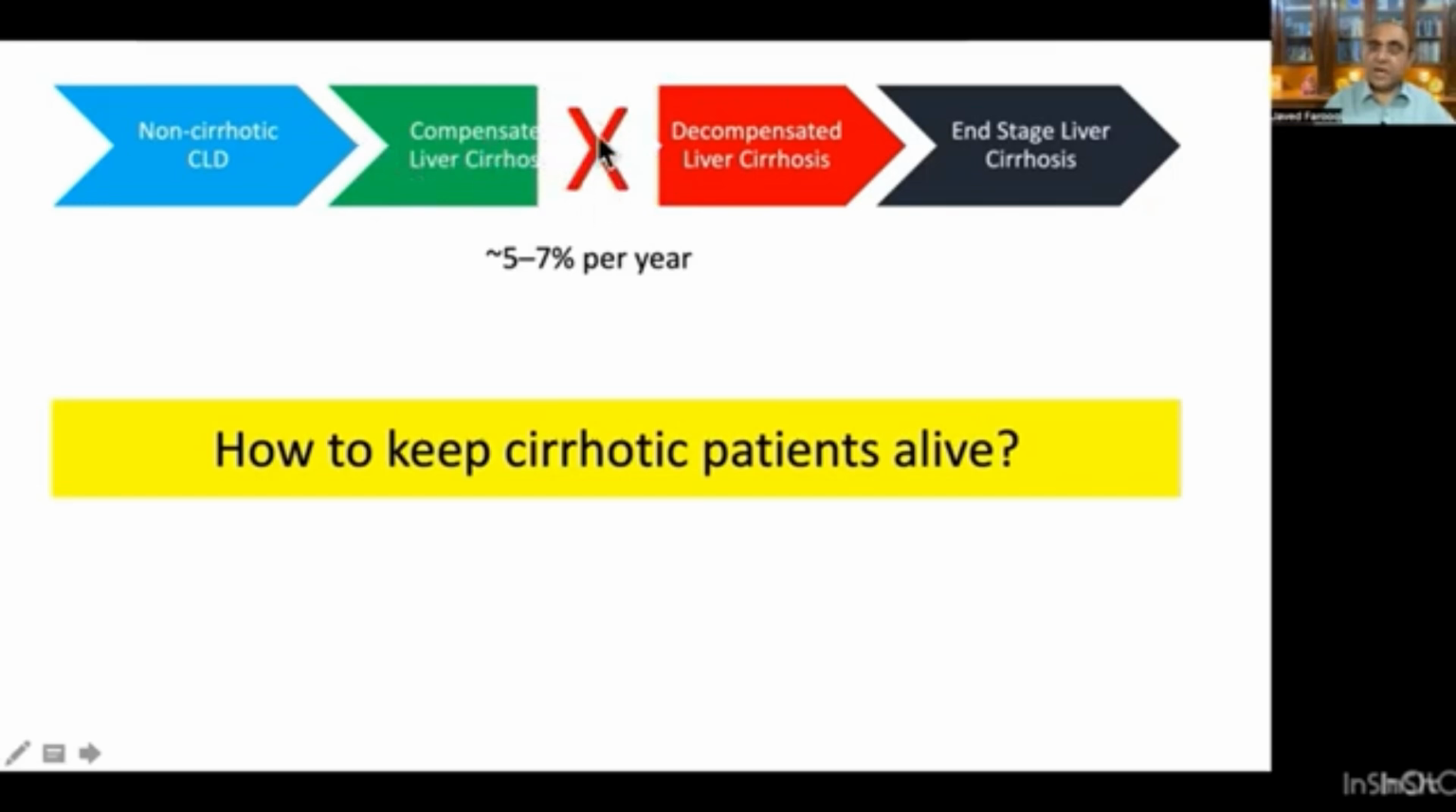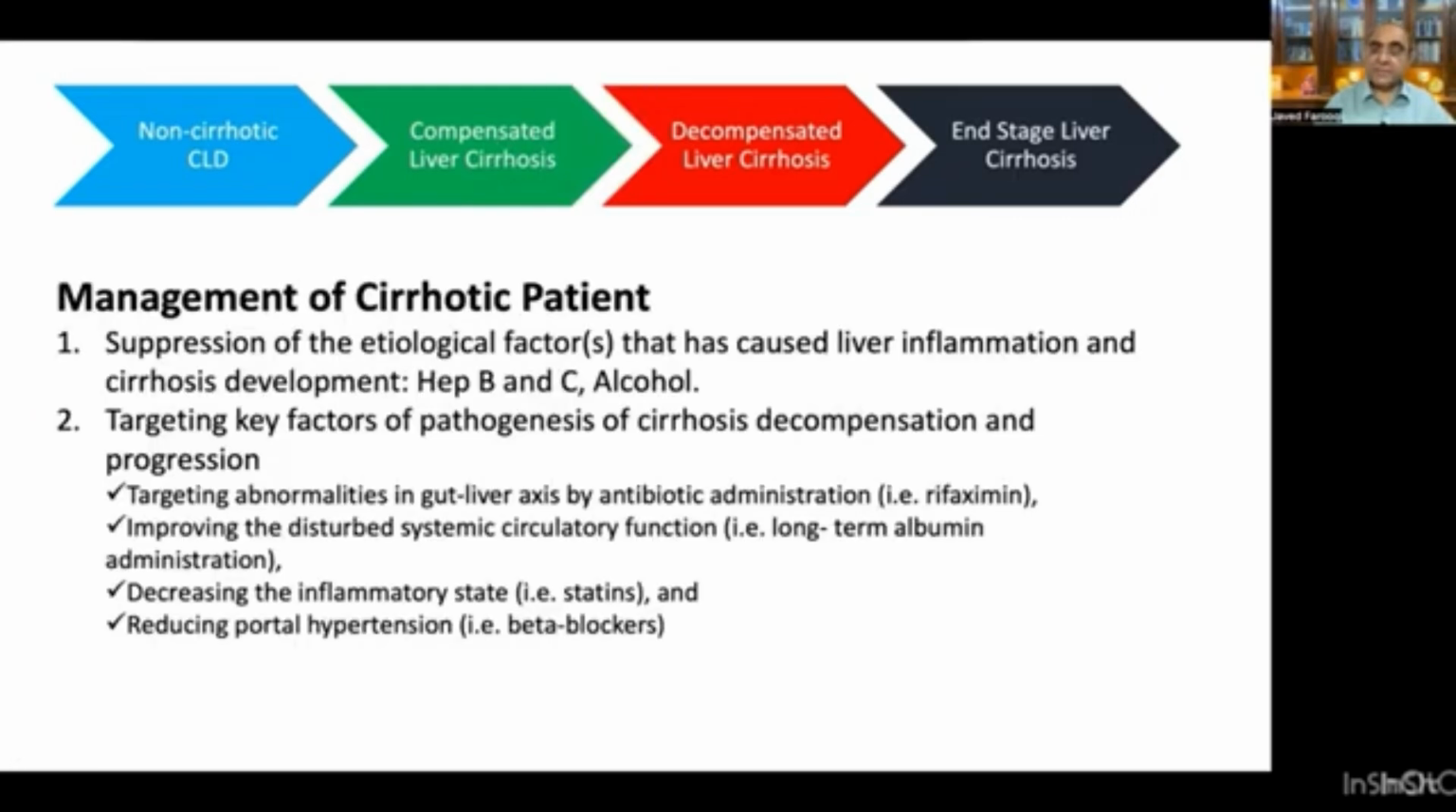put a brake here, so that compensated cirrhotic patients don't proceed to decompensated liver cirrhosis. And even if we get a patient in decompensated liver cirrhosis, an attempt should be made, if liver transplant is not possible, to push them back into compensated liver cirrhosis, to treat the complications for which the patient has come to us effectively, and then push them back into a compensated liver cirrhosis and keep them over there. How do we do that? Let's discuss that.